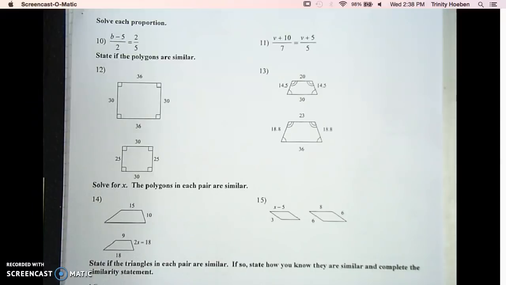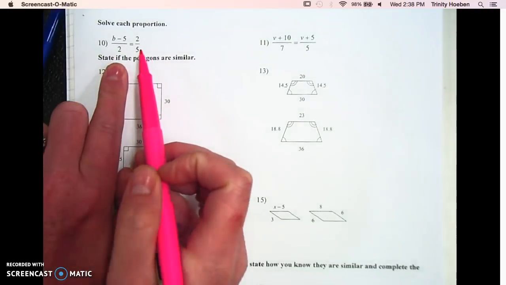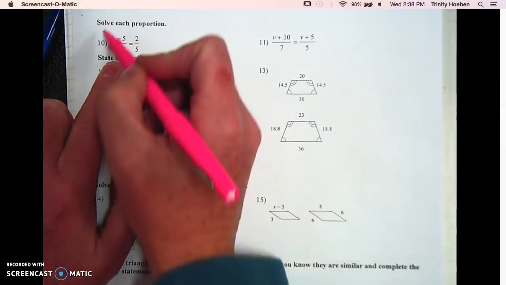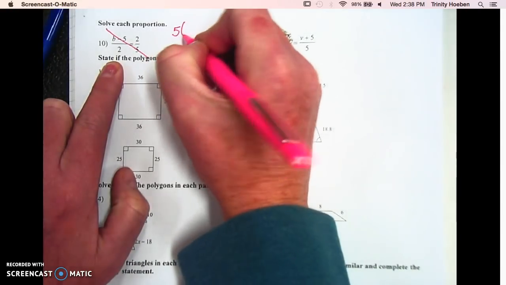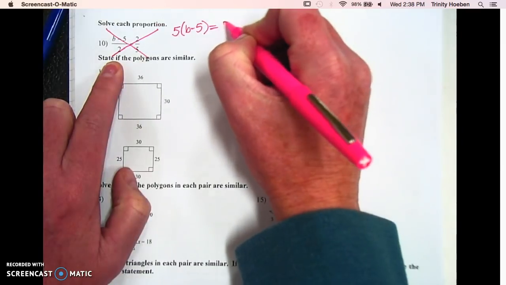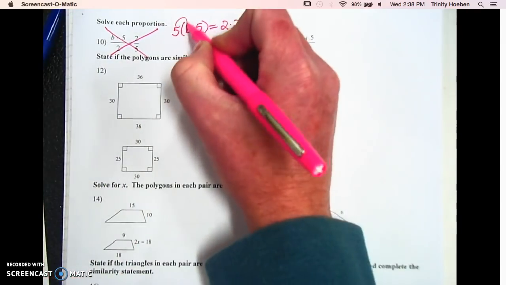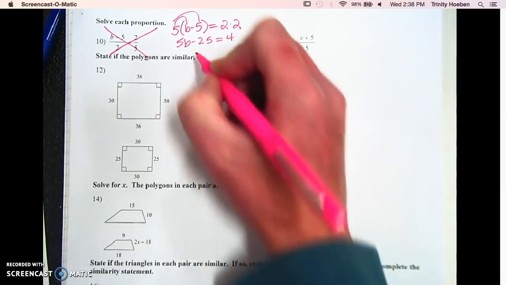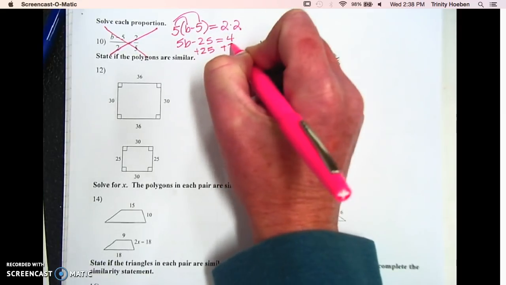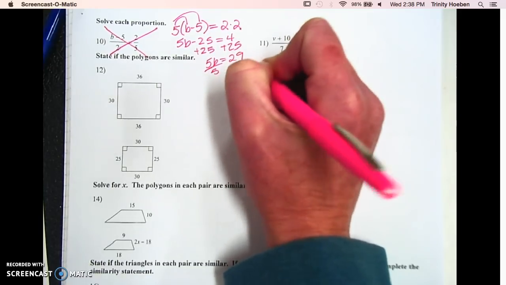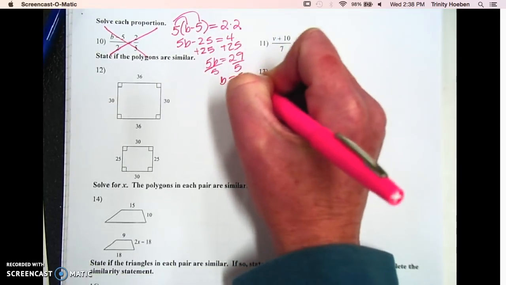Continuing on the next page of the Chapter 7 practice test for geometry, we're looking at number 10 here, where we have a proportion set up, so we want to do the cross product. We're going to multiply 5 times b minus 5, set that equal to the other cross, which is 2 times 2. So on the left we need to distribute: 5b minus 25 equals 4. Add the 25 to both sides, and we get 5b equals 29. So when we divide both sides by 5, we get b equals 5.8.